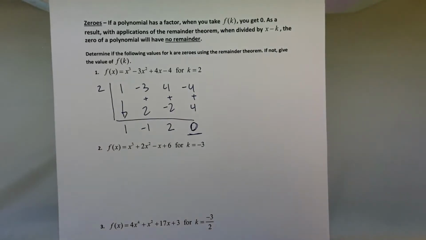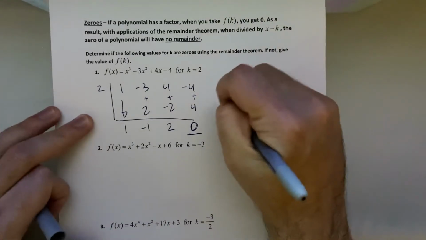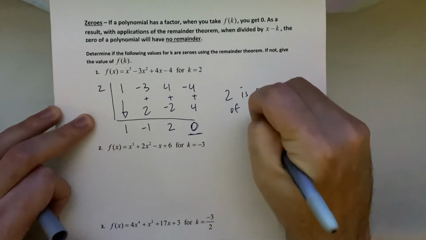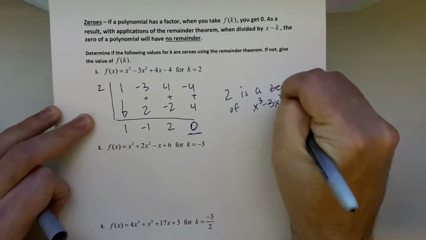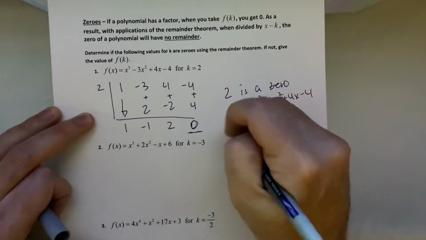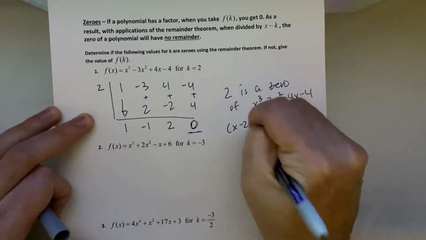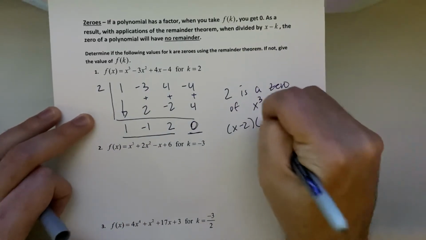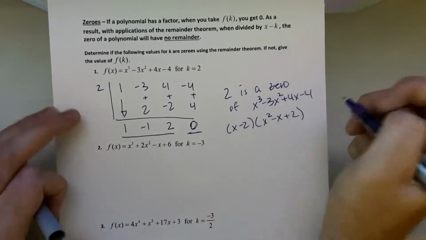So what does that mean? That means 2 is a 0 of x cubed minus 3x squared plus 4x minus 4. And I could factor it out. That means x minus 2 is a factor, and the remaining factor is my remaining terms. x squared minus x plus 2 would be what's left.